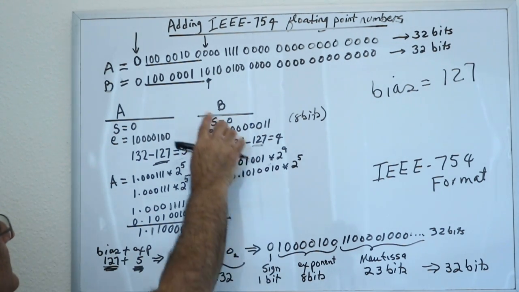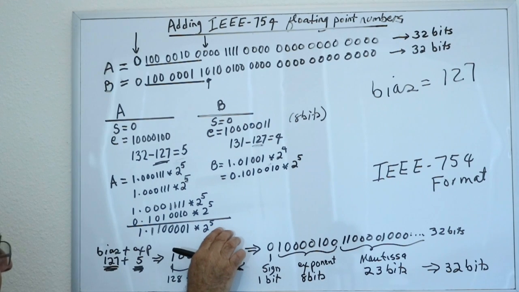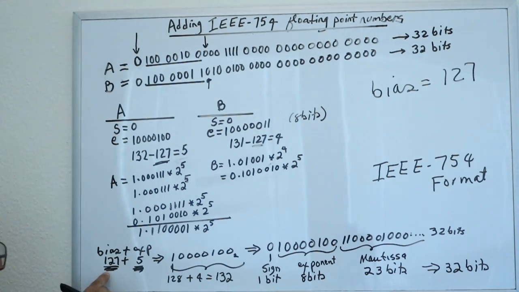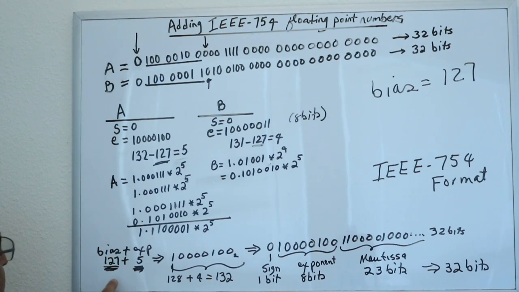So I have to put this in the 754 IEEE format. Now, my exponent is this number times 2 to the 5th. I'm going to have to add the bias to it. So I have to take the bias 127, which is what I took from each exponent earlier, plus 5. So this gives me 132. So 132 in binary is 10000100.